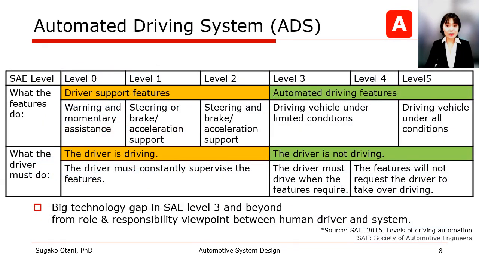This table shows the levels of autonomous driving defined by SAE, the Society of Automotive Engineers. It shows what the features do and what the drivers must do at each level. The roles of both drivers and features change greatly starting at level 3. The features change from driver support to automated driving.